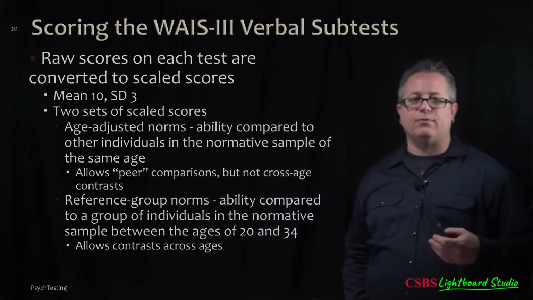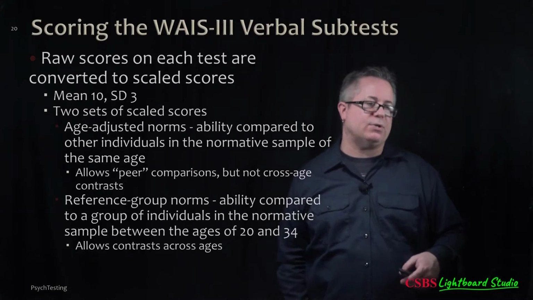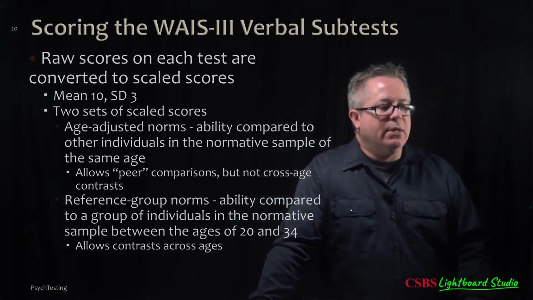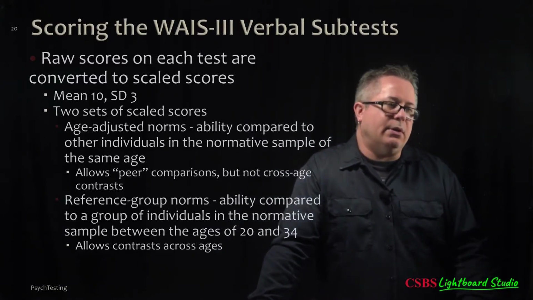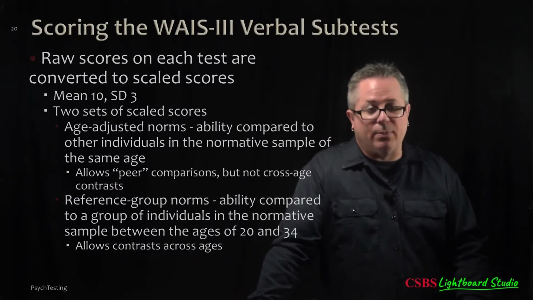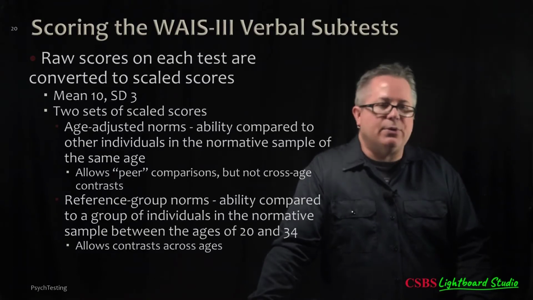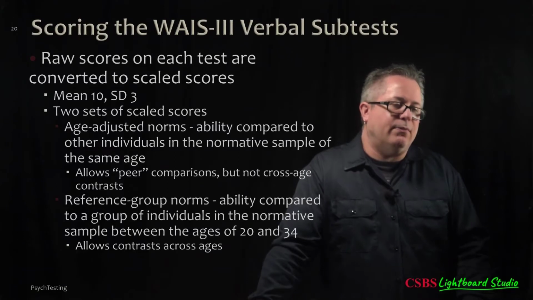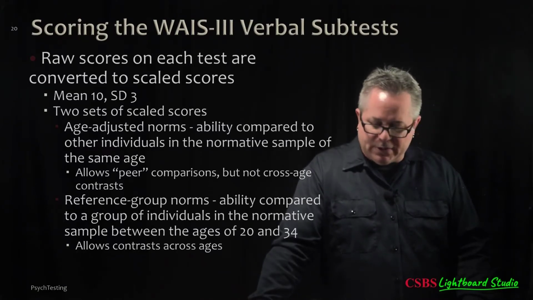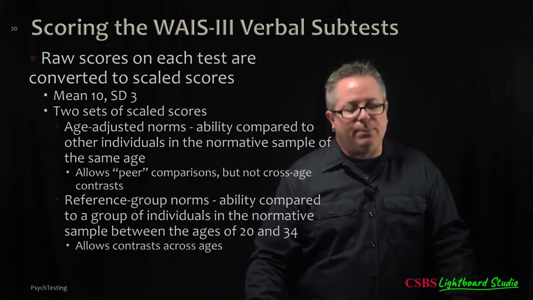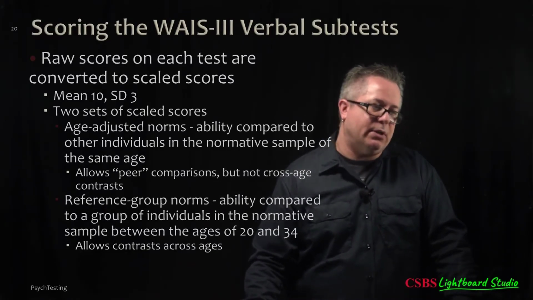If you want to score the verbal subtests, raw scores on each test are converted to scaled scores. Each scaled score has a mean of 10 and a standard deviation of 3. And you get two sets of scaled scores, an age-adjusted norm, an ability to compare to other individuals in the same normative sample. This allows for peer comparison, but not cross-age contrast. So that means you can compare yourself with other people in the same age range, but because they're scaled differently, you can't really compare IQs across ages very well.